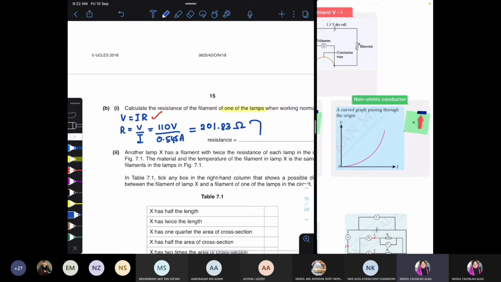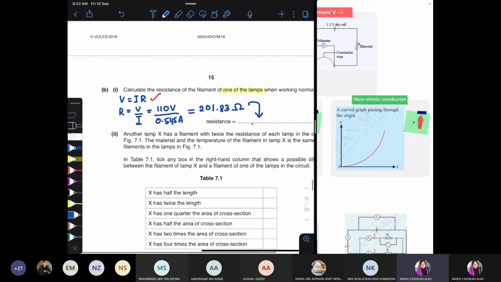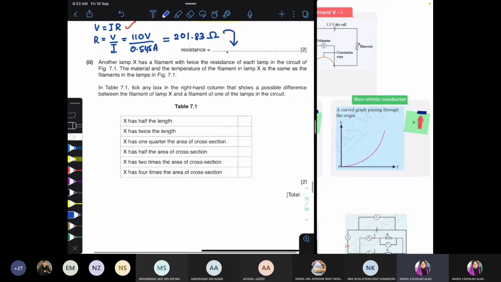Okay, tulislah balik dekat sini. Alright? Ataupun you can round this off lah sebenarnya, dapatlah 202. Katakan 200 boleh. Alright, next. Another lamp X has a filament with twice the resistance. Okay, so tadi kita ada ni R, resistance dia R. And then we have a new lamp. So now, ni lamp 1, new lamp, kita ada double.